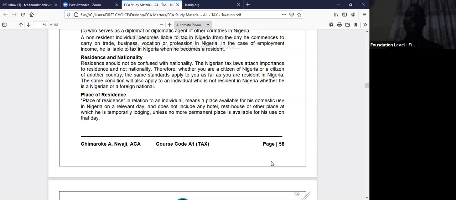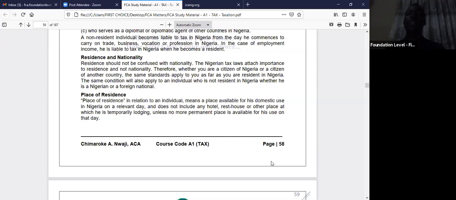Now we are going to underline 3 things here. 1, domestic use. It means where you are living. Another word to underline is relevant day. We shall talk about relevant day in a short while. Then another thing to underline is those places that do not qualify as your place of residence. So hotels, restrooms, or anywhere you have a temporary lodging, it's not your place of residence.